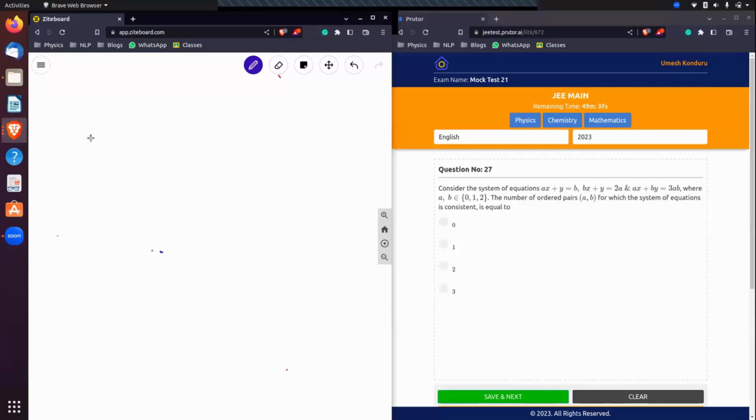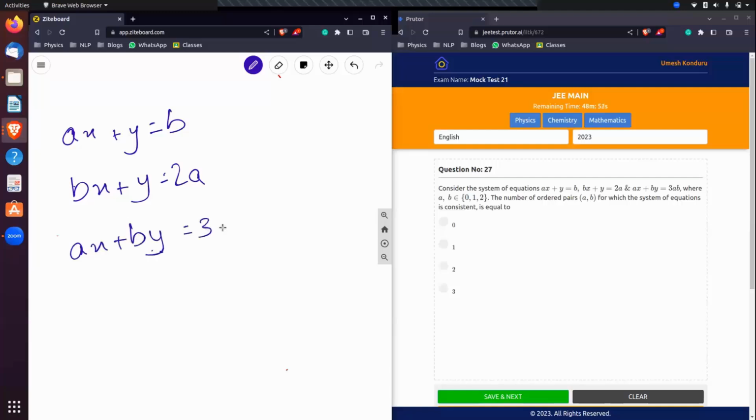Consider the system of equations. Okay, so you want these equations to be consistent. So another way of saying this is that, okay, yeah, let's just write down the equations. I think it'll be easier to think about that way. And then bx plus y equals to 2a and ax plus by equal to 3ab. So now if a equals b equals 0, then it's obviously going to be consistent.